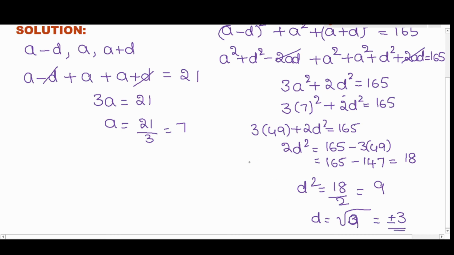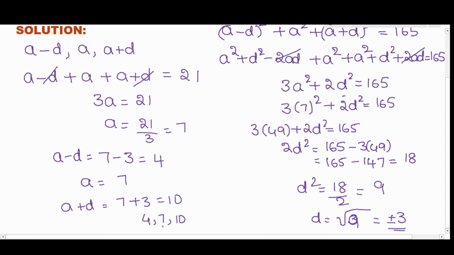I need to find the 3 values now. See, if d is 3, then what will be a minus d? A is 7, minus 3, you get 4. A will be 7. A plus d will be 7 plus 3, it's 10. You can see the sequence will be 4, 7, 10. The 3 numbers are 4, 7 and 10.